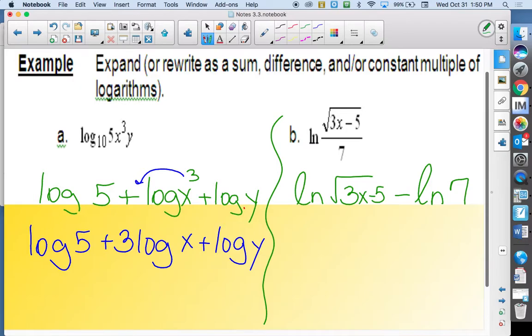Could you separate the square root? So no, because this is technically grouped together as parentheses, but you can do something with the square root. Gonna have you phone a friend. Chelsea wants to help. So the square root is the same thing as having the natural log of 3x minus 5 to the 1/2 power.